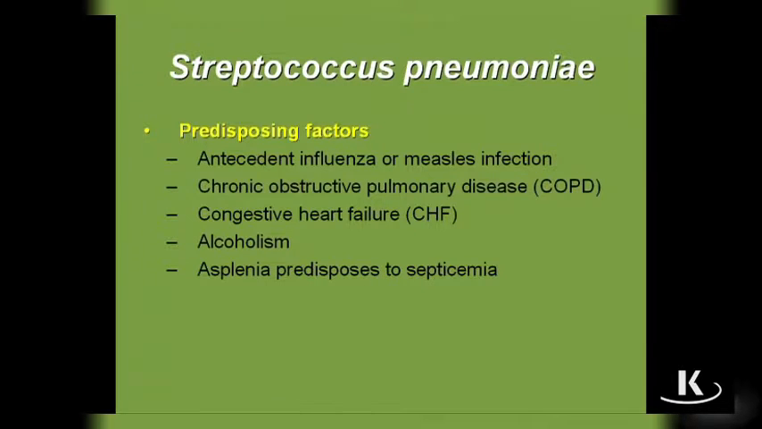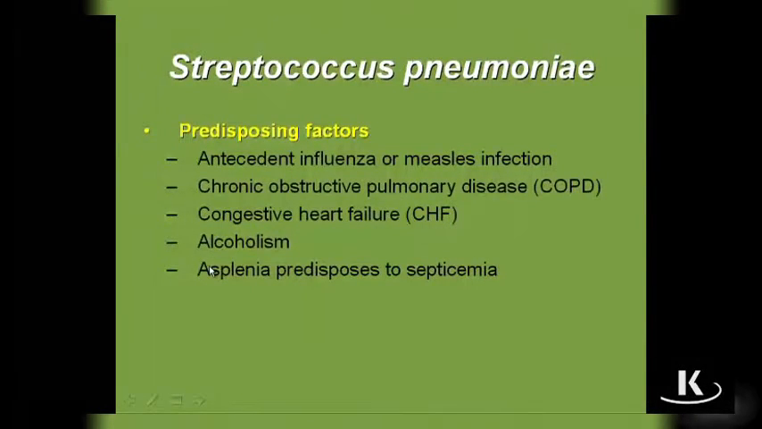Asplenia is a big one, okay? Predisposes individuals to sepsis. And what you'll find is that in somebody with asplenia, functional, okay, it could be sickle cell, for example, they will tend to get septic from organisms that are encapsulated, right? So it's not just going to be with Streptococcus pneumoniae, but that happens to be one of the predisposing factors.